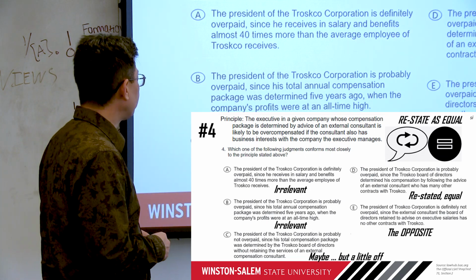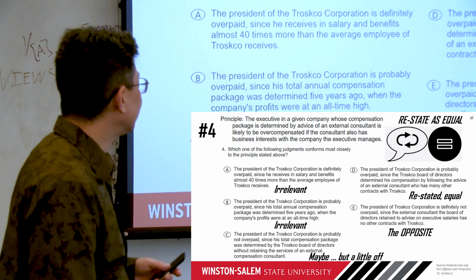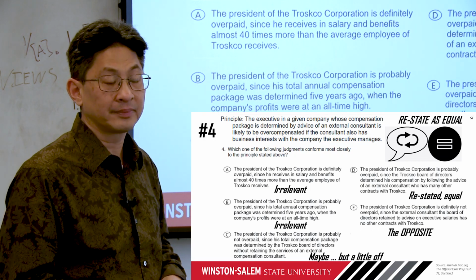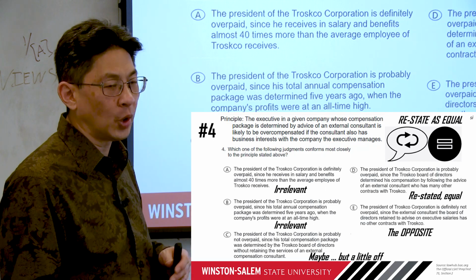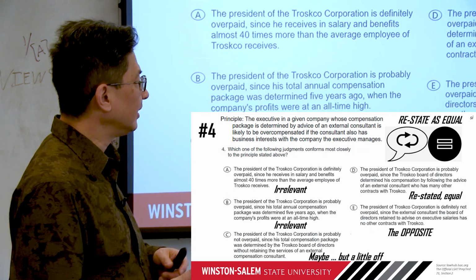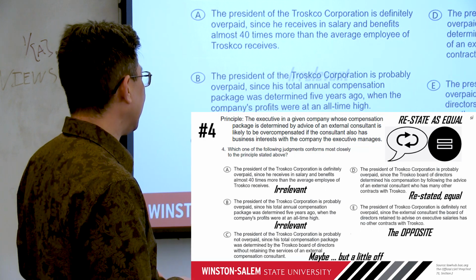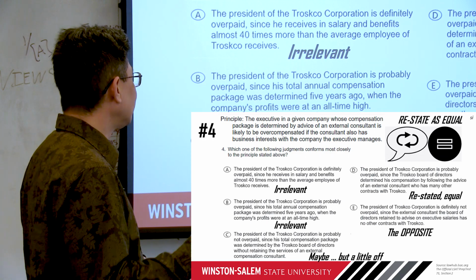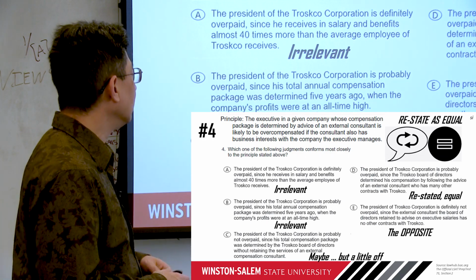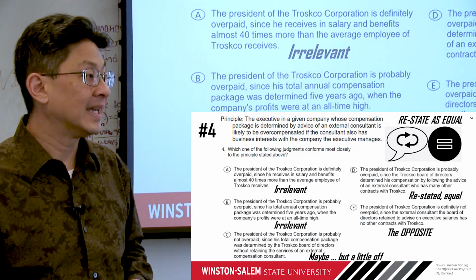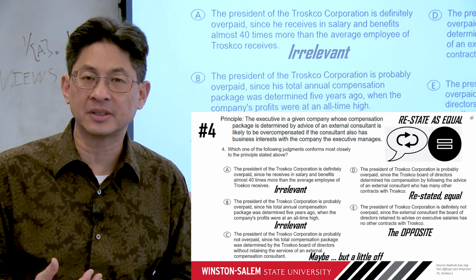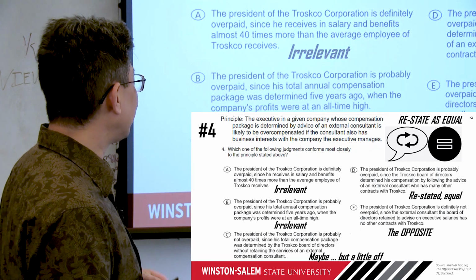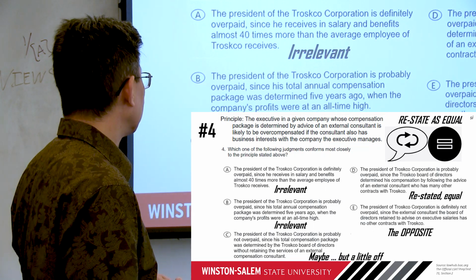A says the president of the corporation is definitely overpaid since he receives in salary and benefits almost 40 times more than the average employee of Trosco. Well, the amount more that he makes than the average employee is not relevant. So we would not worry about A. A is not correct. How about B? The president is probably overpaid since his annual compensation package was determined 5 years ago when profits were at an all-time high. Again, that does not tie back in the consultant, the idea of an external consultant and his or her relationship with the company. So B is clearly wrong. It's irrelevant. How about C?